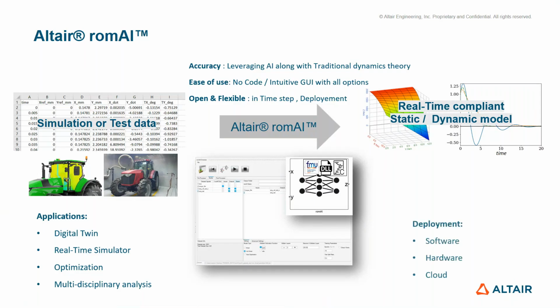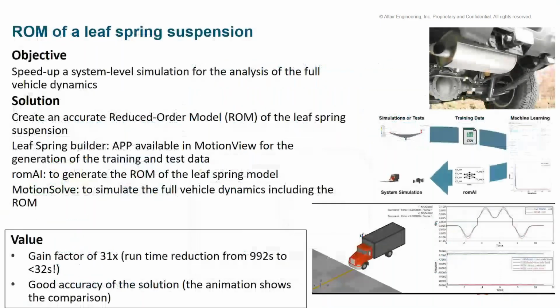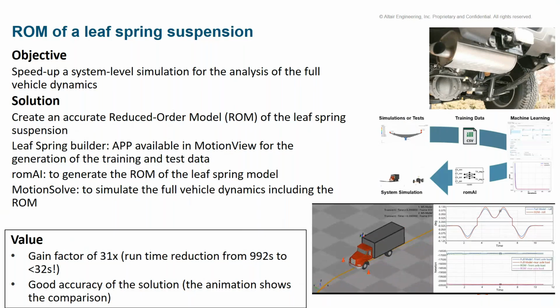So this is an example of leaf springs. There are many examples. Speed up a system level simulation for the analysis of full vehicle dynamics. Solution is reduced order model. Okay, kinematics based, and good accuracy of the solution is achieved with the help of the reduced order model technique.